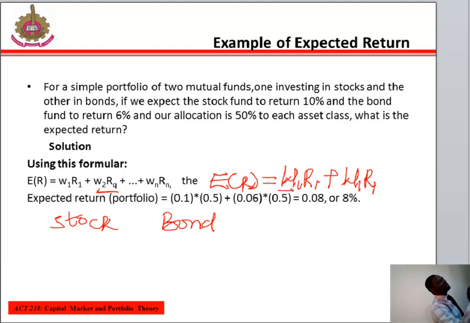In this case, the allocation is 50% to each asset class, so automatically we have 50% for stock and 50% for bond. So the expected return will be the return of the stock fund, which is 10%, converted to 0.1, and the allocation for the stock is 0.5, plus the return for the bond, which is 6%, converted to 6 over 100, which is 0.06, and the allocation is 50%. At the end of the day, you get 8%, which is the final answer.